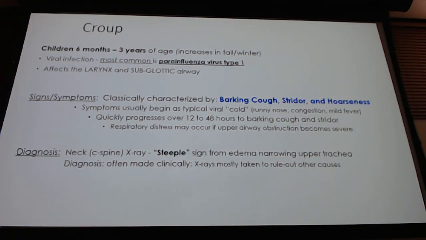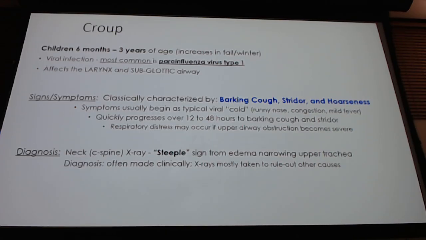Croup is our second one. Make your little cheat sheets, your little study guides. Croup equals parainfluenza virus 1. That is the most common cause of croup. It's not synonymous, but for test purposes, it's synonymous. So what do you want to know?